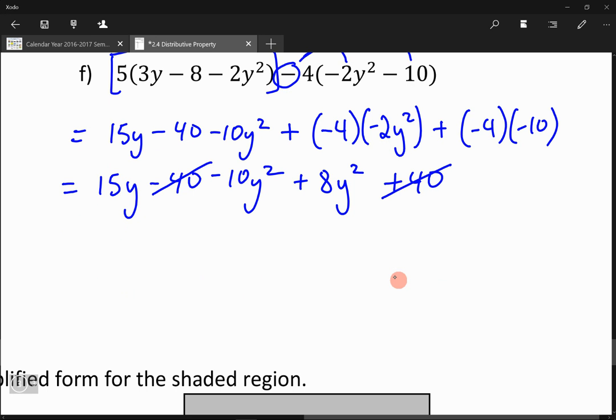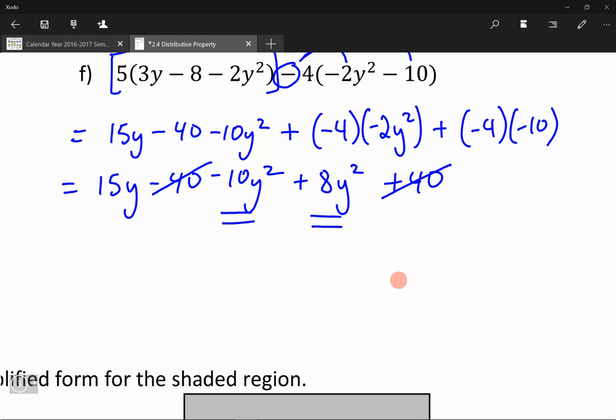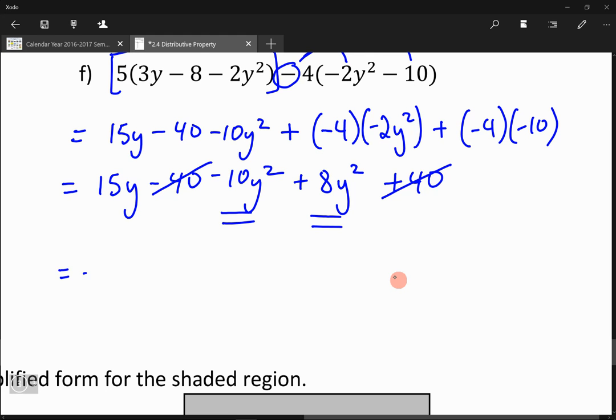And then I have to add these two terms because they have a common variable and exponent, so y squared is there. Add their coefficients, negative 10 plus 8 is negative 2. And don't forget the y squared, so negative 2y squared. And then I have 15y afterward from here.